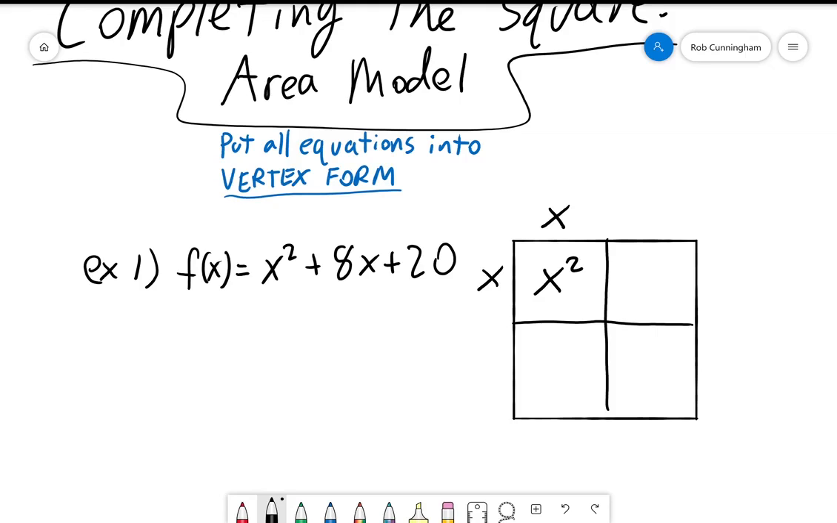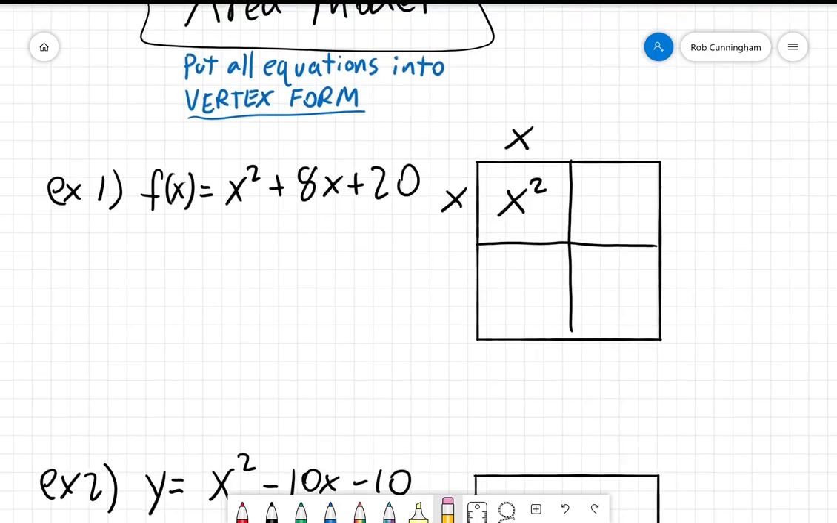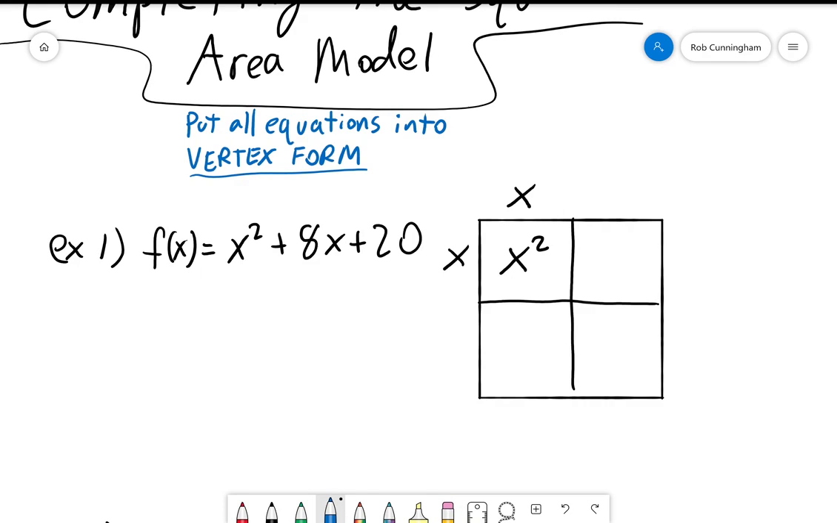But if you'll recall, when we were factoring, our job was to put the constant in here and then figure out how to fill these two regions in a way that makes a rectangle. That's not what we're doing with completing the square. Instead, we are going to prioritize making this shape into a square. So this 8x needs to be evenly distributed into these two regions, or else it's not a square. So the only way I can make a square is to have 4x here and 4x here.